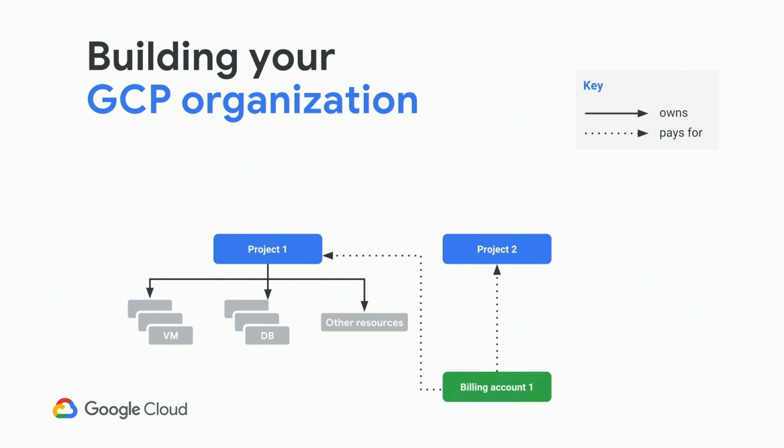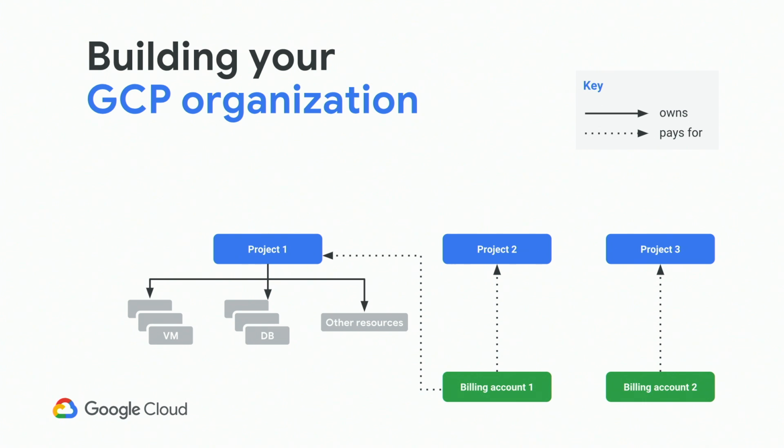Now, you might find yourself in a situation where you have a project for which you want to use a different billing account. This may be a rare situation, but let's say you're an international organization and you want to be able to pay for the project in a billing account based on a local payment method. You could set up another project and have another billing account pay for it.